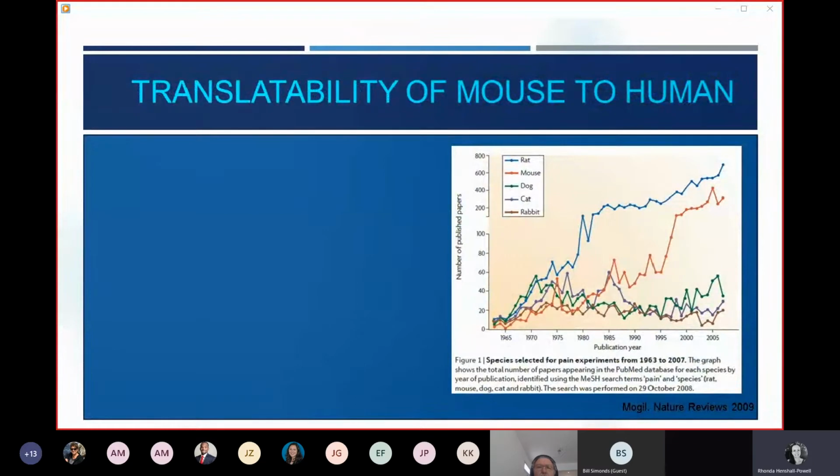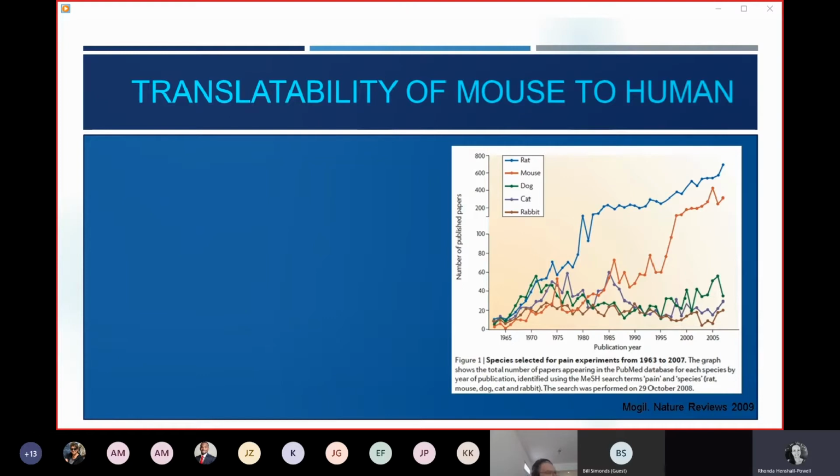So before I start getting into the nitty-gritty of our data and how we did RNA-scope, I want to talk briefly in just one slide about why a study like this is so important. Why is it important to look at sensory neuron subpopulations in human DRG? And I think this message is really portrayed nicely in 2 papers. The first one is a paper published by Jeff Mogul in Nature Reviews in 2009, where he speaks about translatability issues between mouse and human.